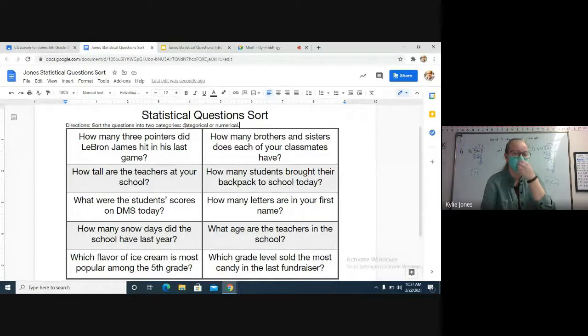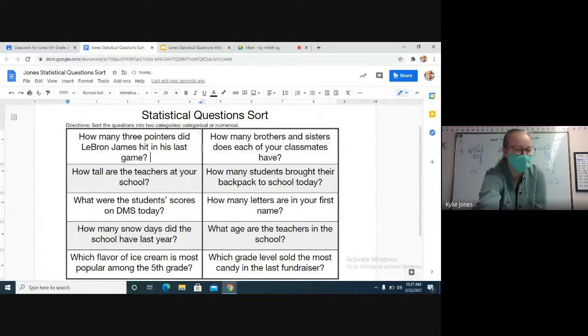On the Google document, you can change the directions if you want to. I forgot to change them before I assigned it to you, my bad. So instead of saying are they statistical or non-statistical, we're going to talk about if they are categorical or numerical. So are the answers a category or are they a number? We'll do the left side together, and then I'm going to have you guys do the right side on your own. Okay? So let's look at the first one.